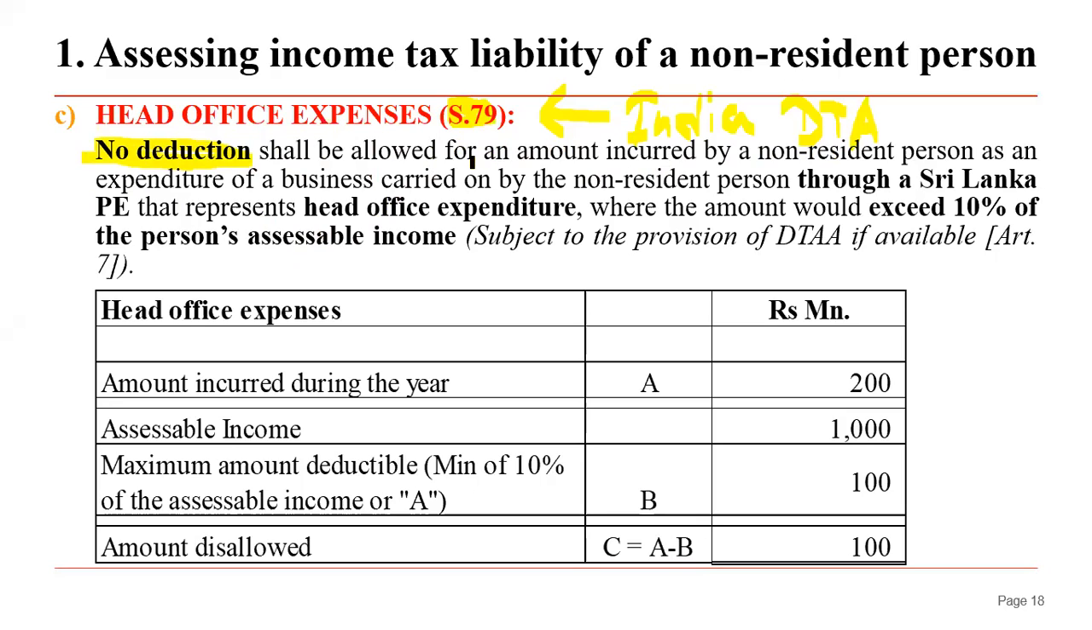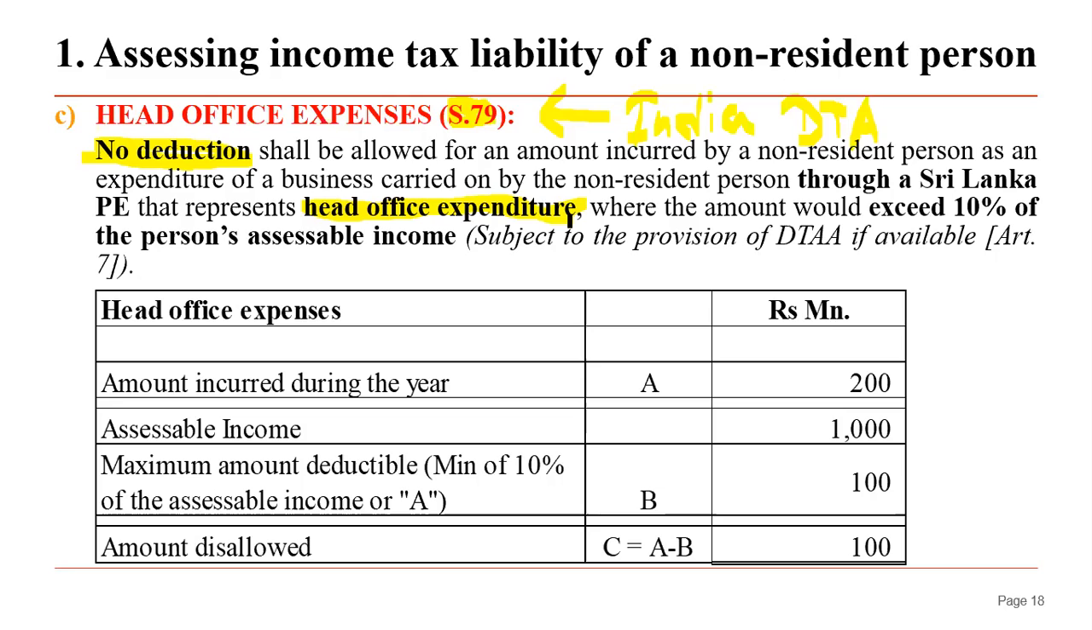Allowed in the case of a non-resident. No deduction shall be allowed for an amount incurred by a non-resident as expenditure for the business they are conducting as a non-resident to a Sri Lankan PE that represents the head office expenditure. Normally, take a non-resident company that makes head office expenditure. Then we can't deduct the entire head office expenditure in full to the P&L. We can't charge the head office expenditure entirely.